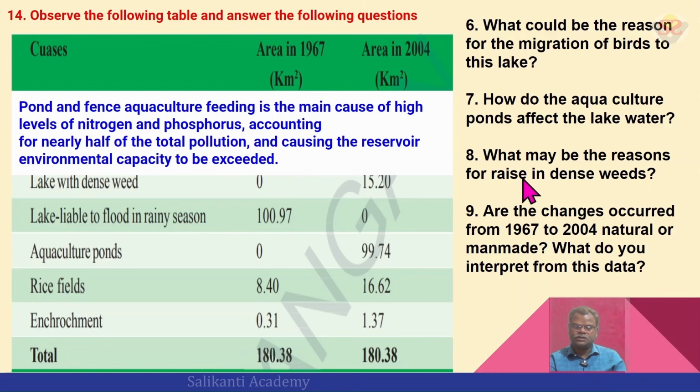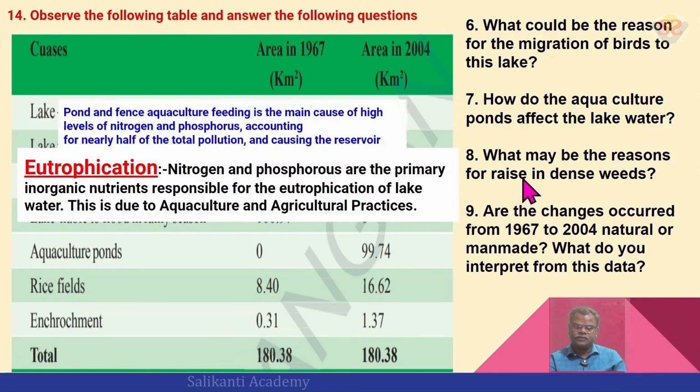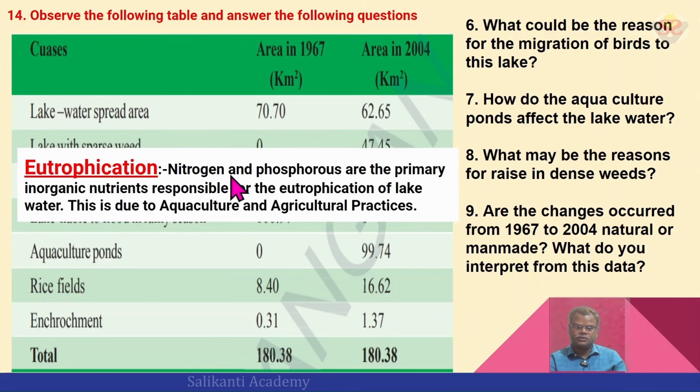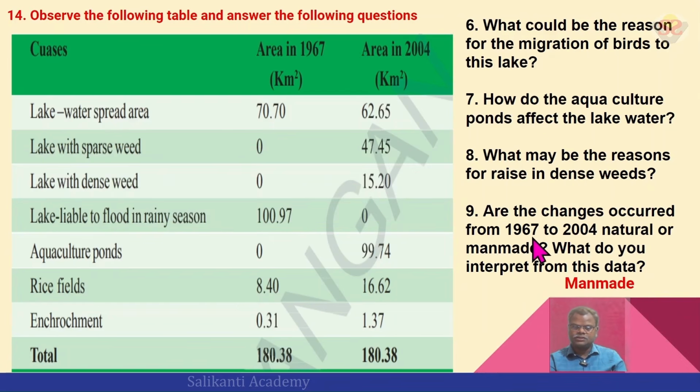What may be the reasons for rise in dense weeds? Eutrophication. Nitrogen and phosphorus are the primary inorganic nutrients responsible for the eutrophication of lake water. This is due to aquaculture and agricultural practices. Are the changes that occurred from 1967 to 2004 natural or man-made? What do you interpret from this data? Man-made.